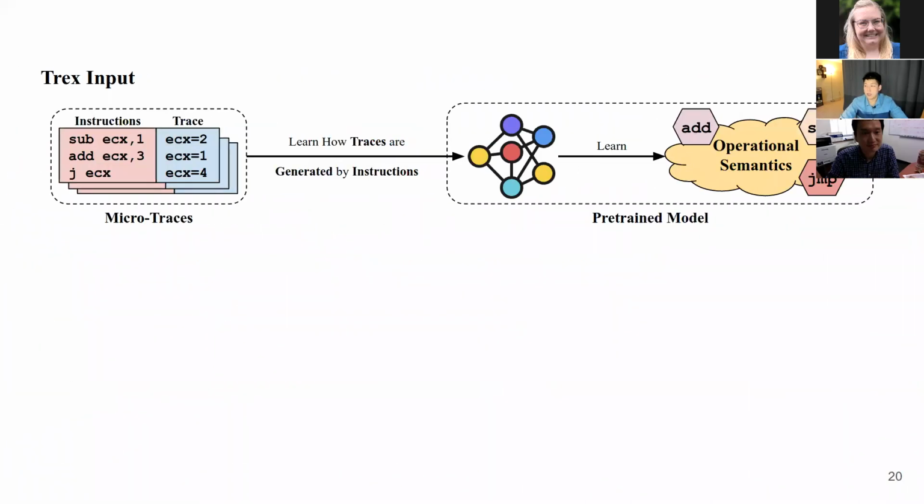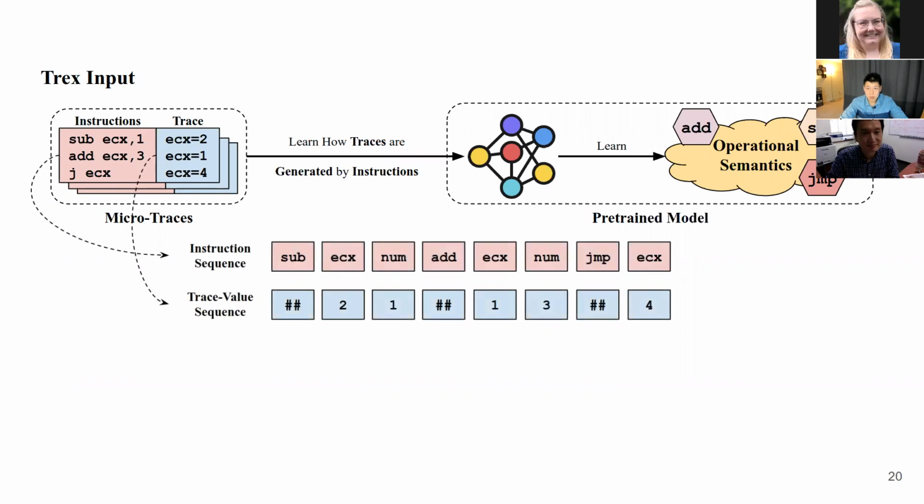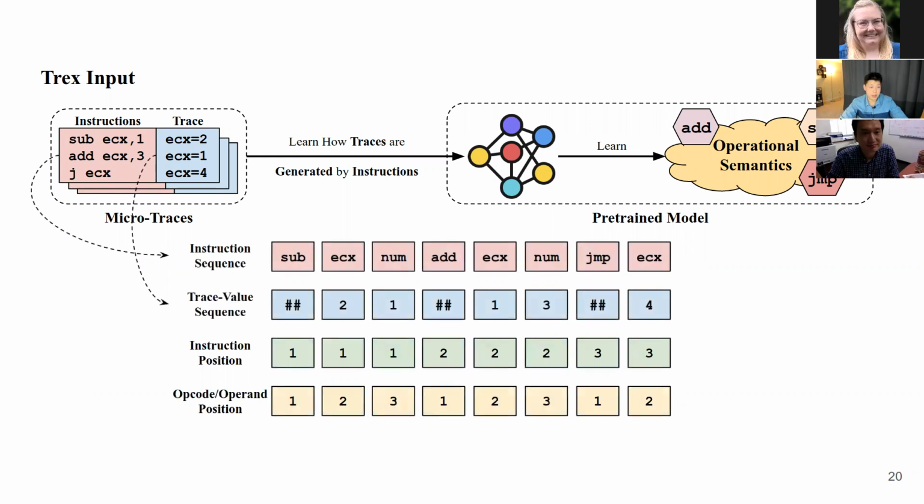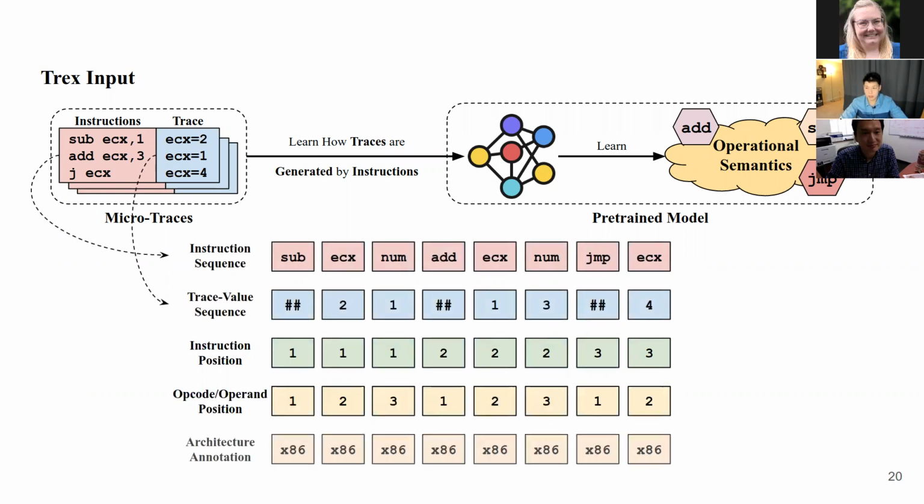Let's look at the architecture of TRACES in more detail. The input of TRACES consists of both the tokens from instructions and traces aligned together. Besides the two sequences, we also stack instruction positions, the opcode and operand positions within each instruction, and architecture sequences denoting the target architecture on which the binary code runs. The first two sequences encode the two modalities of the code piece, representing the static code and its execution traces, which represent its execution behavior, while the remaining sequences provide auxiliary annotations.